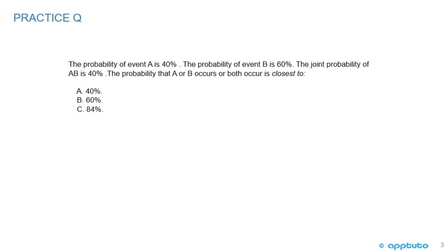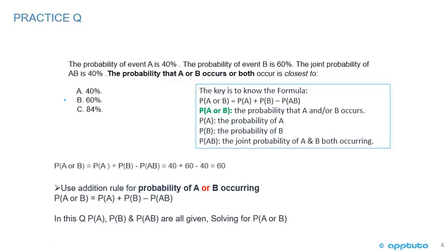The probability of event A is 40%. The probability of event B is 60%. The joint probability of AB is 40%. The probability that A or B occurs or both occurs is closest to A, 40%, B, 60%, or C, 84%. So the correct answer is B, 60%.